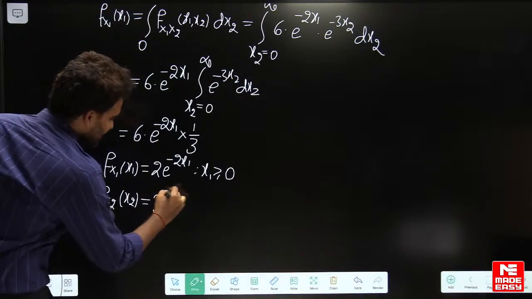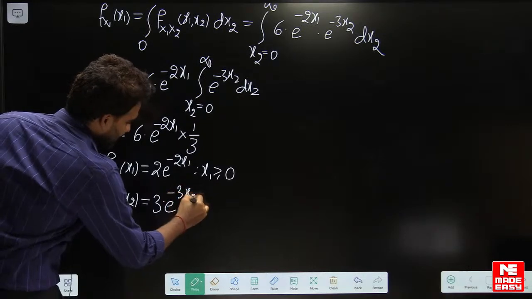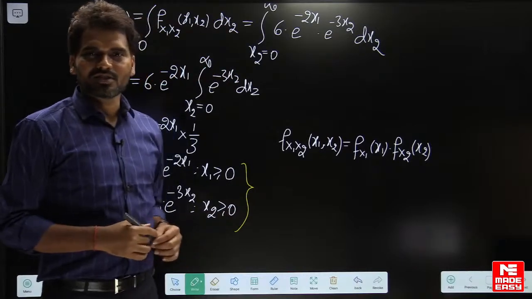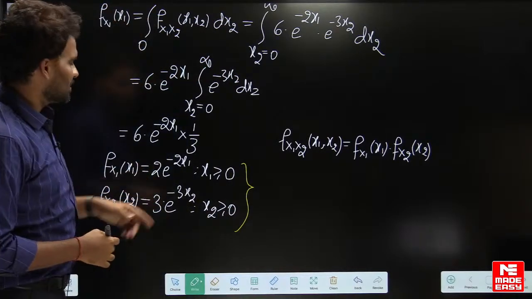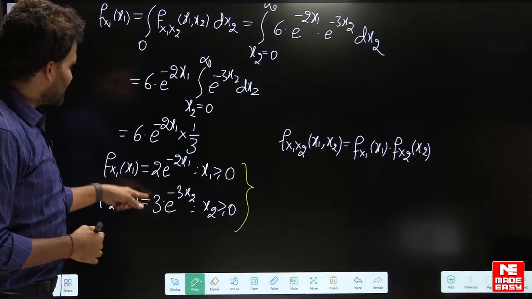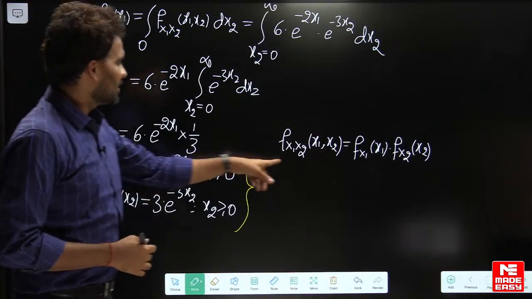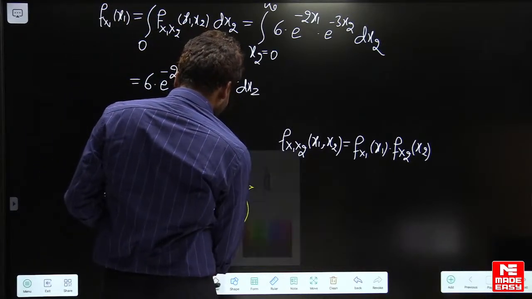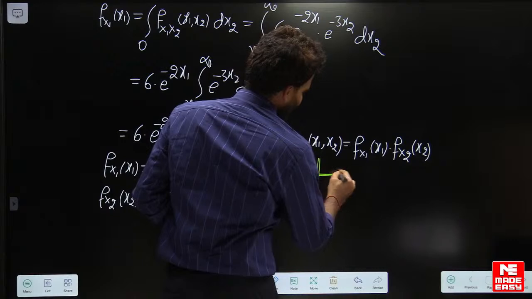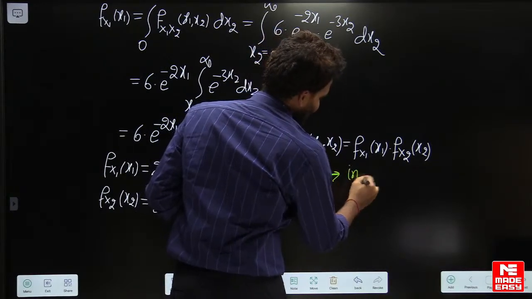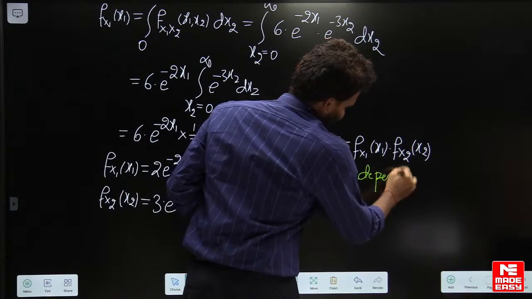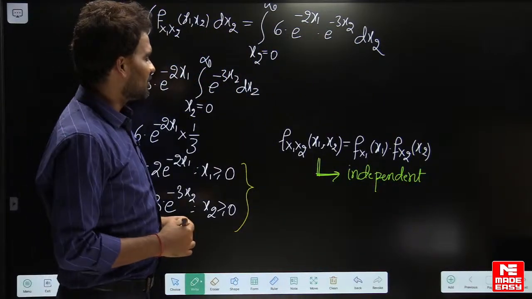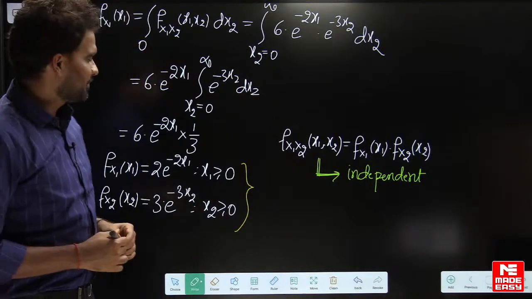So it comes to be 3 times 2 e power minus 3x2. Check this: the joint density function which is given is the multiplication of these individual density functions. If you multiply these two density functions, we get the joint density function. If this condition is satisfied, then we can say these two random variables are statistically independent. So from this result we can conclude that both random variables are independent.